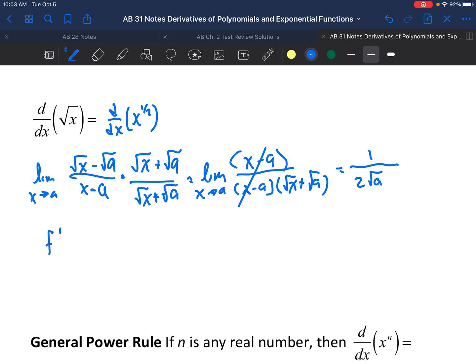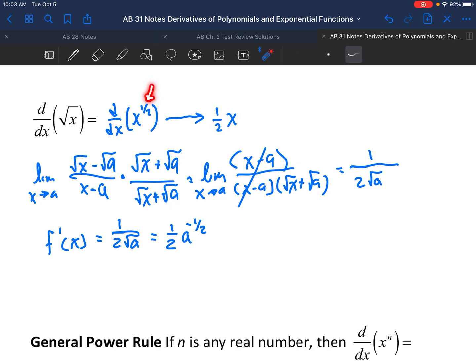And so f prime is 1 over 2 square root of a. As a rational exponent, that is 1/2 a to the negative 1/2. Oh, well, if we apply that rule, multiply by the exponent, we have 1/2 x, 1/2 subtract 1 is negative 1/2. There's our derivative. The power rule applies.